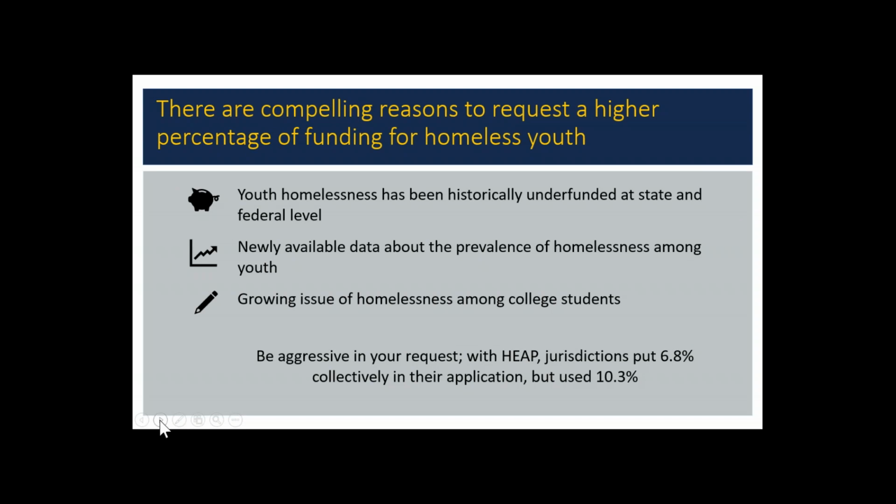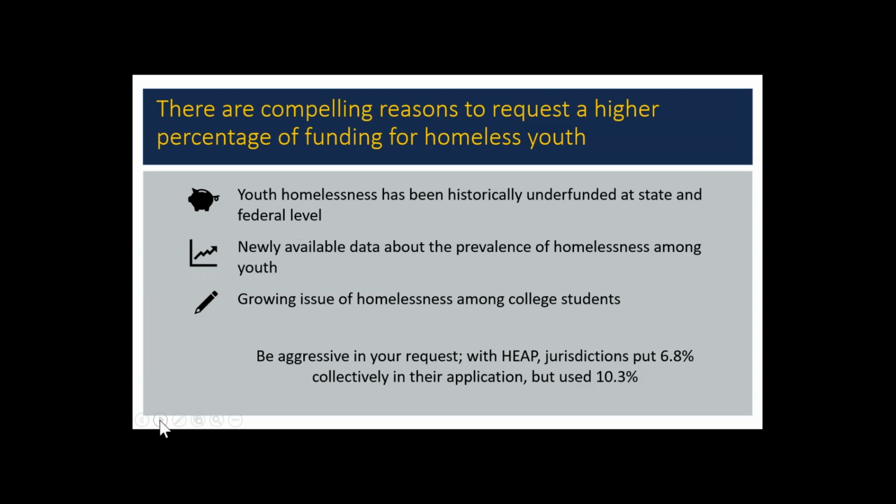And there are a lot of compelling reasons to request a higher percentage of funding. These are points that I've made before, and I think we should all keep making, which is, youth homelessness has been historically underfunded. Unlike non-youth homelessness, this money is not sitting on top of existing housing programs. I just want to restate that. For example, there are existing adult homelessness programs, and this money is kind of sitting on top of that. In many jurisdictions, there is nothing for this money to be combined with. So this historic underfunding of youth homelessness is a very compelling reason to request a higher percentage.